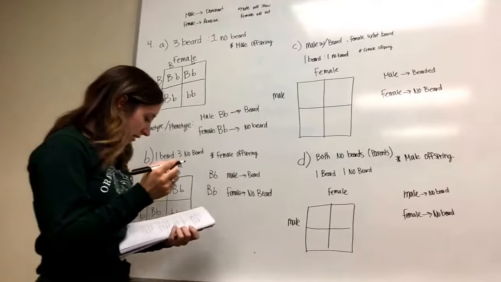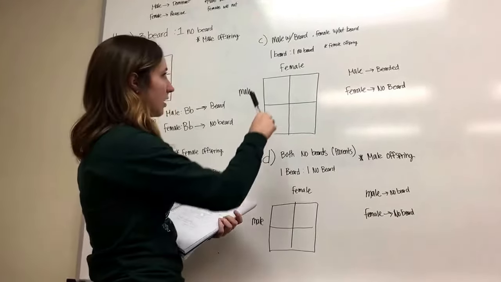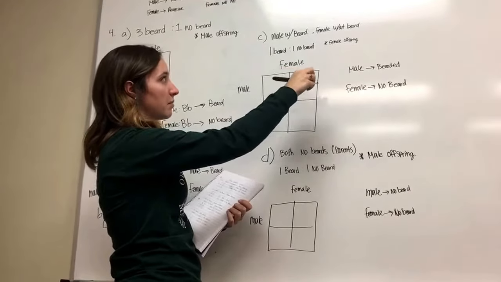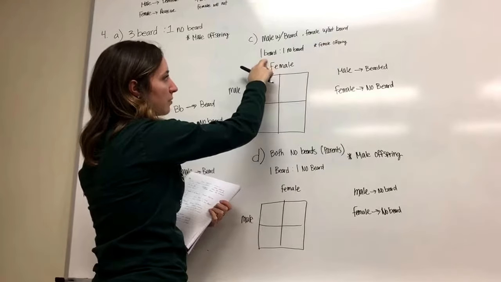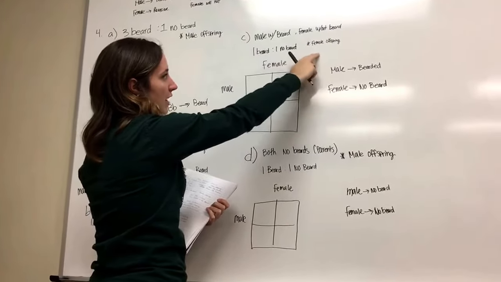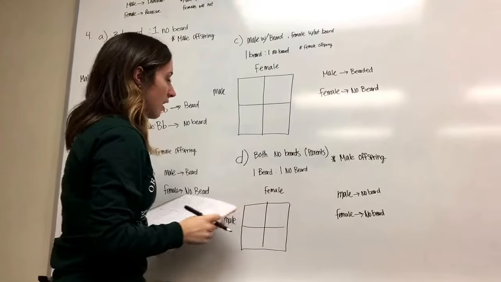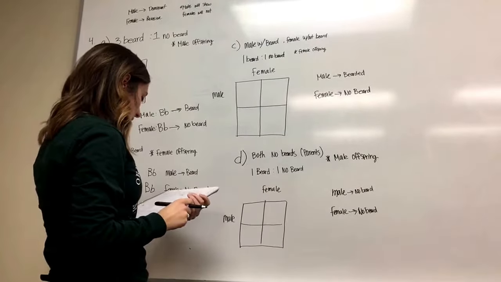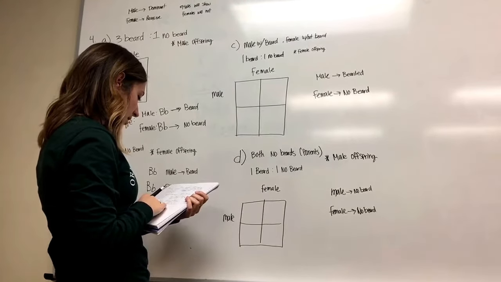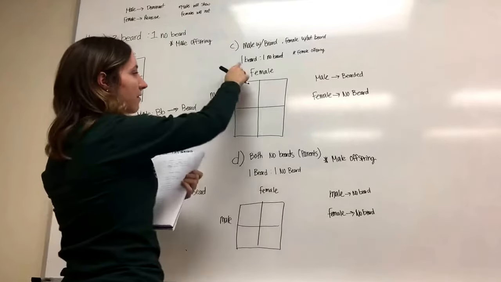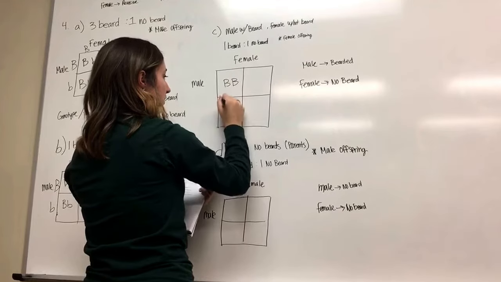Then for part C, it tells us the phenotypes of the parents, so male with beard and female without beard. And then the ratio is 1 beard to 1 no beard, and it also tells us that the offspring will be female. And so with this one, for the female, since half of them are going to be bearded, I knew that has to be big B, big B.